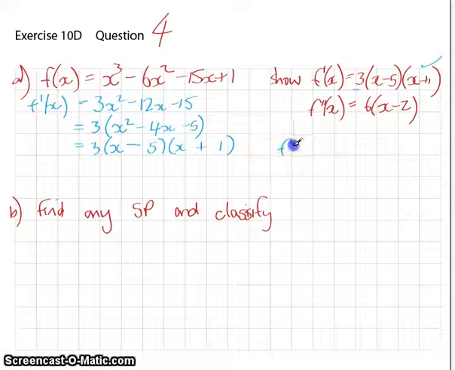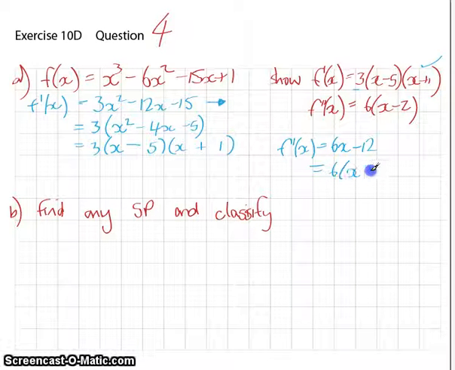For my second derivative, I'm going to use this line here because that's easier to do the derivative of rather than using the product rule. So this will give me 6x minus 12. I can factorise 6 out of that. And that's what we had to show.